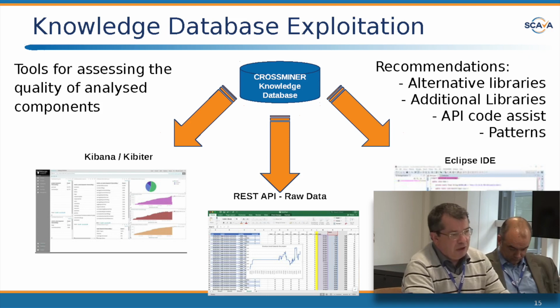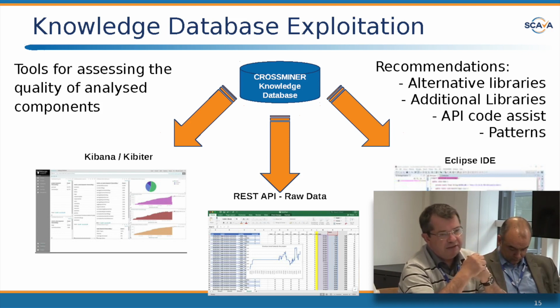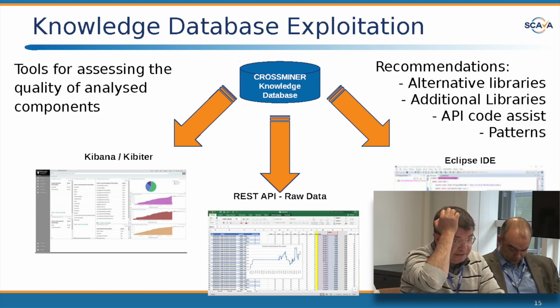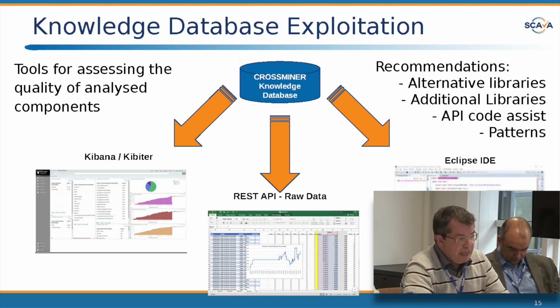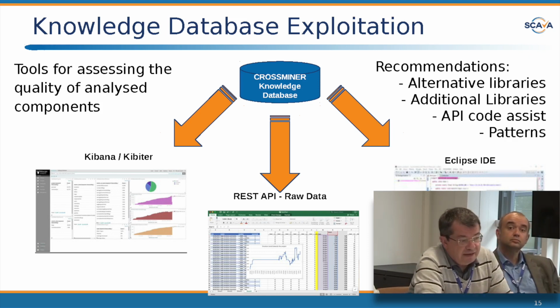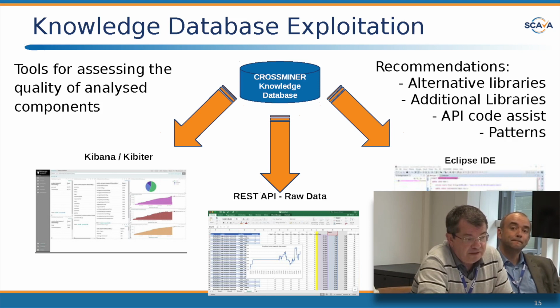We also have an Eclipse plugin that you can install in your workbench, and you can have a dedicated search to find the libraries that you are looking for and deploy the libraries that you are interested in, and alternative libraries if you want to switch to another kind of library. You can have some code assist and recommendations on some APIs. And of course, you can directly access the database with REST APIs and extract raw data.